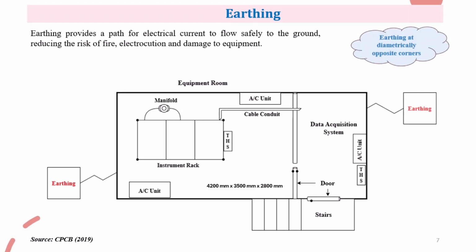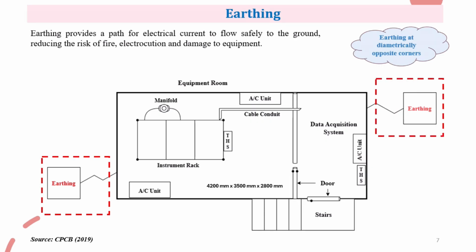Next, let's talk about earthing, which is very important for safety. It provides a safe path for electrical current to go into the ground if there is a problem, reducing the risk of fire. We need to install earthing systems in both the rooms, placed in opposite corners to prevent any electrical issue. It's also important to understand the soil conditions to choose the best type of earthing.